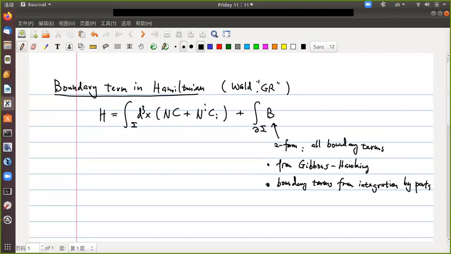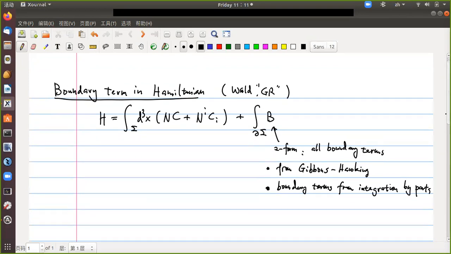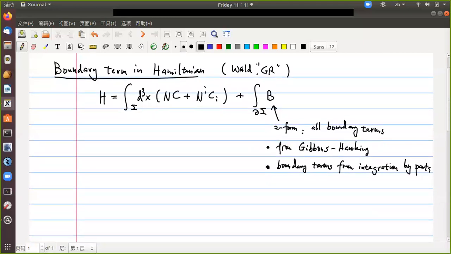In principle you are able to compute this boundary term from these 2 sources, but this is not the way I'm going to do it. There's another logic to get this boundary term, which of course gives the same boundary term. The other logic is to consider Hamilton's equation.